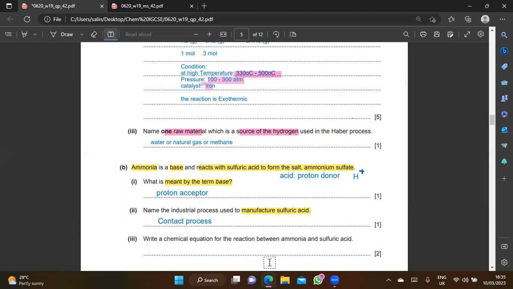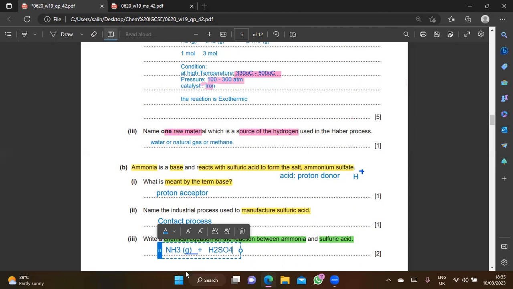Now let's have a look at the next question. Write a chemical equation for the reaction between ammonia and sulfuric acid. So we want to write a chemical equation for the reaction between ammonia and sulfuric acid. Even though you don't know what's going on, it's very easy in chemistry. Reaction between what? Ammonia, sulfuric acid. Give the symbol of ammonia, NH3. No problem. What's the symbol of sulfuric acid? H2SO4.